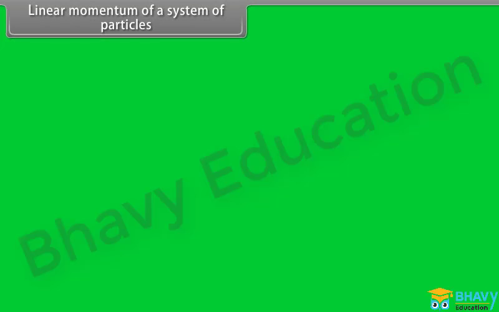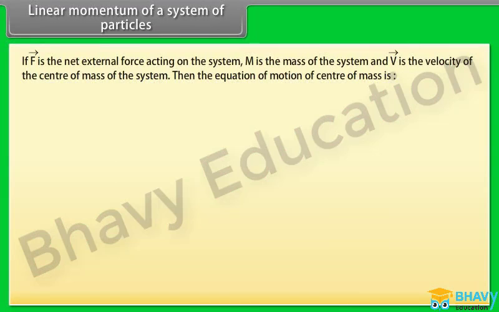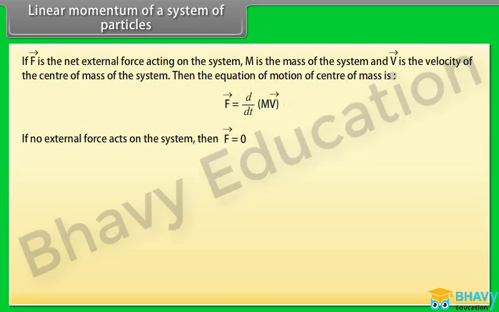Linear momentum of a system of particles. If F vector is the net external force acting on this system, m is the mass of the system and v vector is the velocity of the center of mass of the system, then the equation of motion of center of mass is F vector = d/dt of the product of m and v vector. If no external force acts on this system, then the F vector will be equal to 0. By putting the value of F vector in the above equation, we get d/dt of the product of m and v vector = 0.